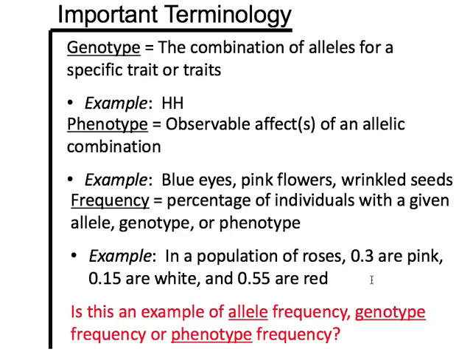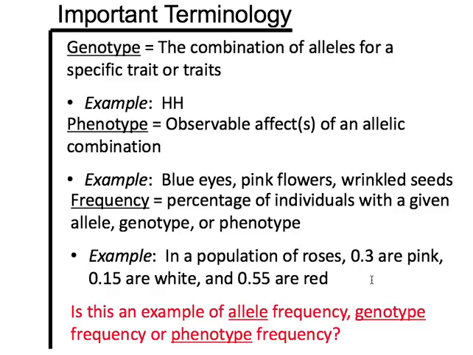So when you're talking about phenotypes, you're talking about physical descriptions, whether someone has blue eyes or the plant has pink flowers or wrinkled seeds. So those are your physical descriptions versus for pink flowers, you may have a big P and a little p, or you may have a big P and a big P. Those might be your genotypes, but the phenotype is pink flowers.